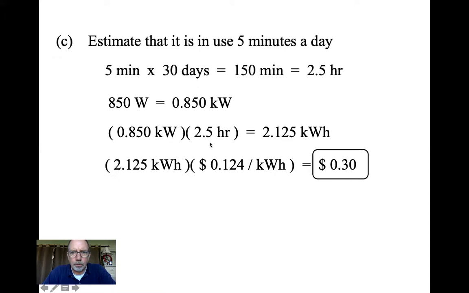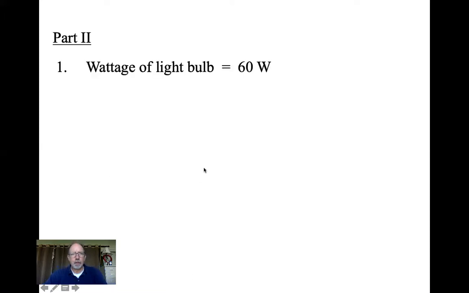Okay. There's my toaster example. Now, part 2. Let's say the wattage, this is typical of old incandescents, is a 60-watt light bulb. I'm going to assume that it's on 4 hours a day.